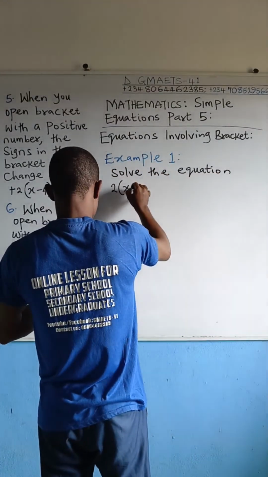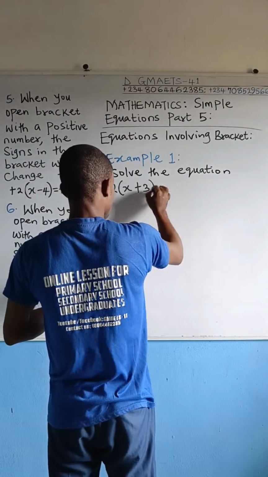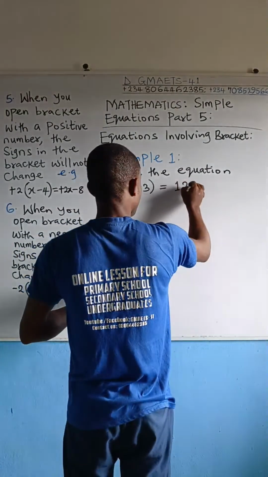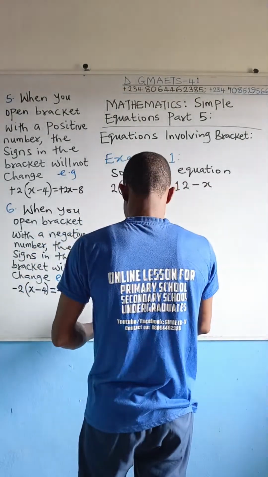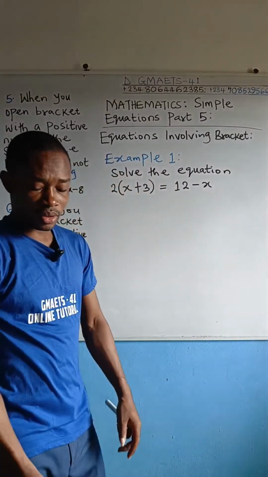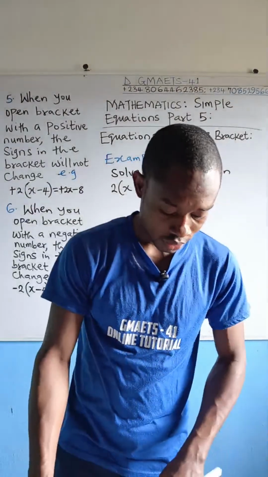2 bracket x plus 3 equal to 12 minus x. So we have to solve this equation that you have on the board.